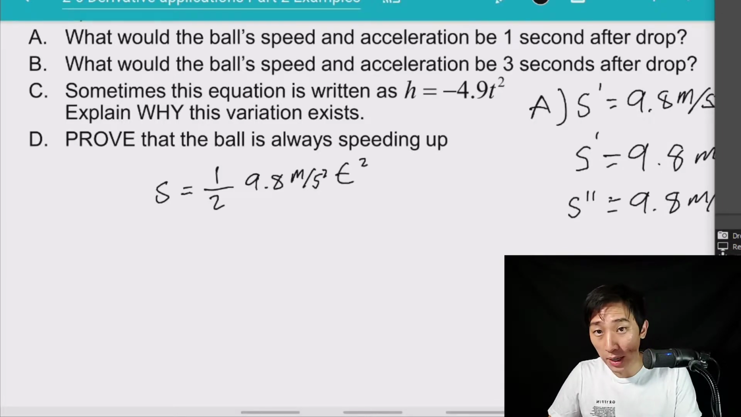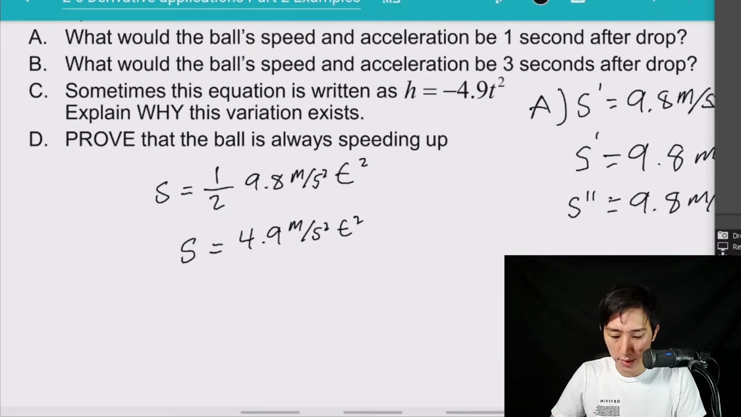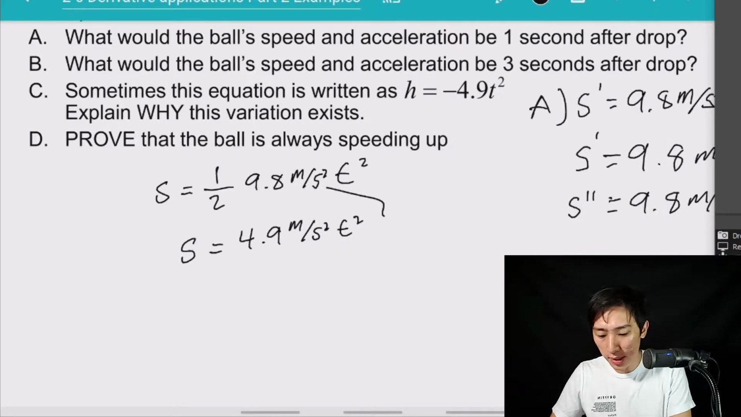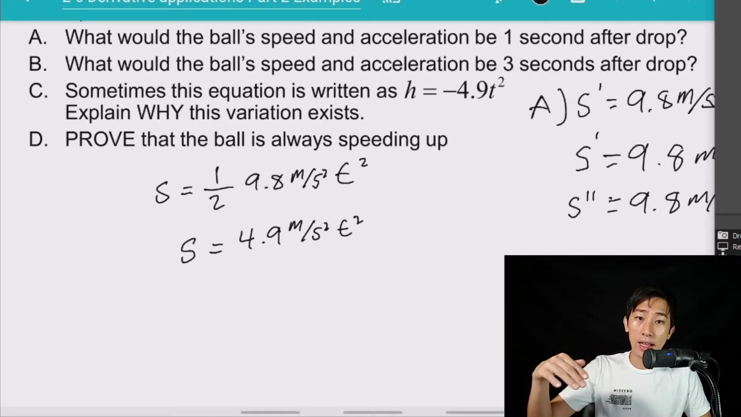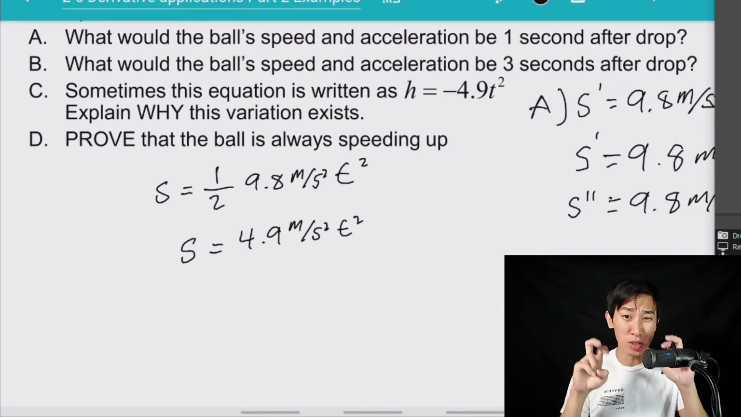And then what we can write instead is S equals 4.9 meters per second squared times t squared. So the difference between this and the variation is that there's a positive and negative. And as I mentioned previously, this one here is assuming that your position is supposed to be moving down. Gravity always pulls down, so that's why we're assuming the correct direction is down.